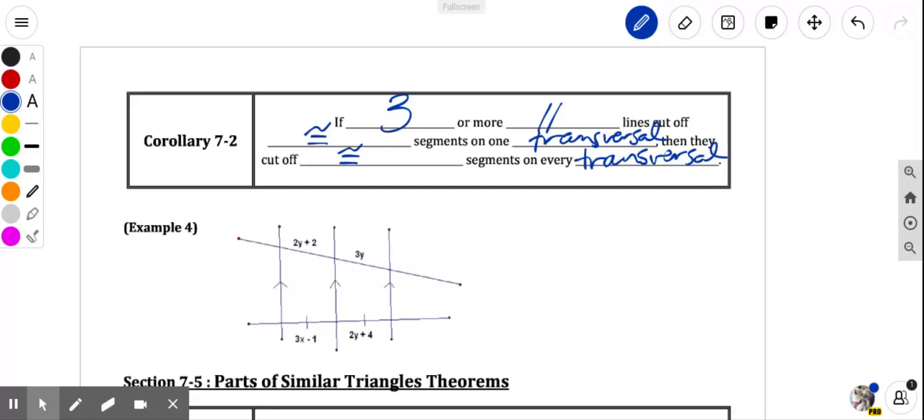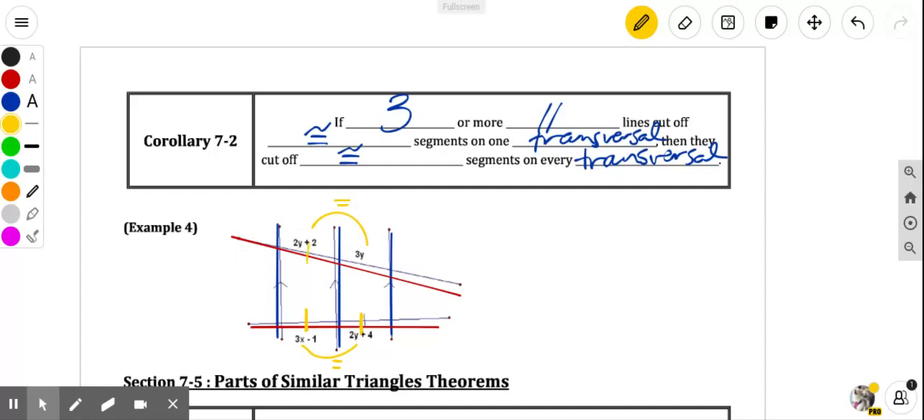Transversal, there we go. Okay, so what it means to cut off congruent segments is you see the parallel lines, obviously. You see the transversals. And then see how like these 2 are congruent here. If these 2 are congruent, then that means these 2 are congruent. So we can mark those as congruent as well. That's all it means. So notice that this one has an X and this one has a Y, but these 2 have Y. So I'm going to set these 2 equal to each other.